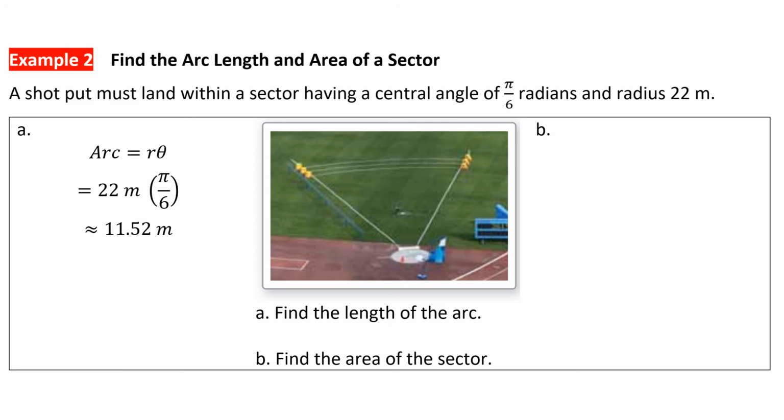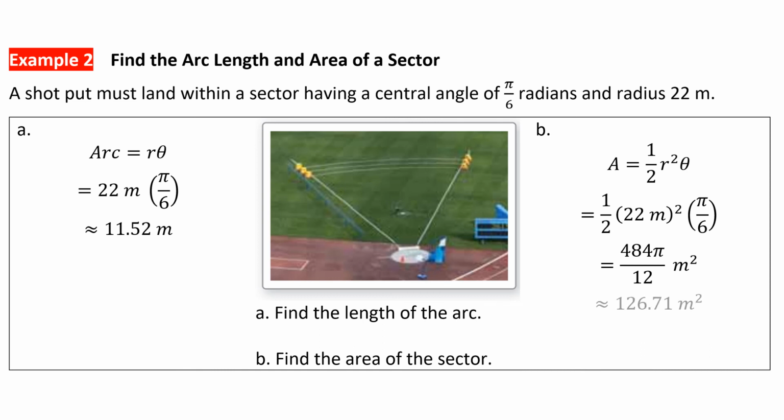What about the area? The area is 1/2 the radius squared times theta. We simply plug in the values and come to our approximate answer. Here's our exact answer, 484 pi over 12, and then that estimates to being about 126.7 meters squared.